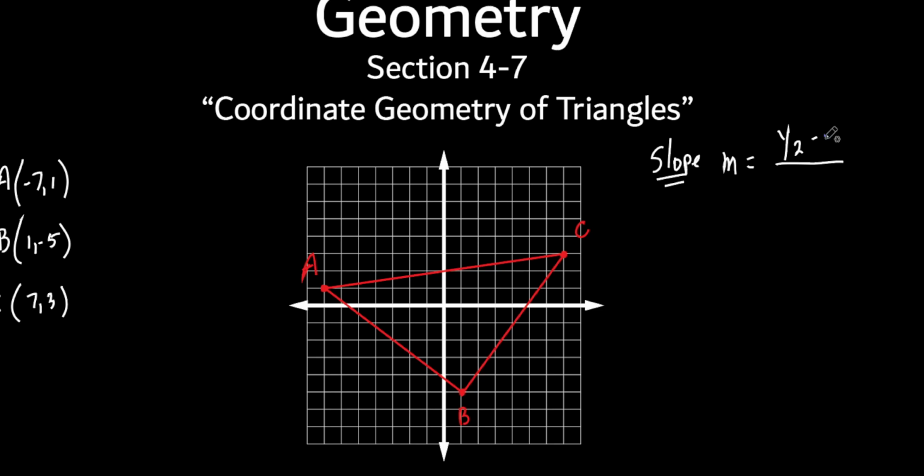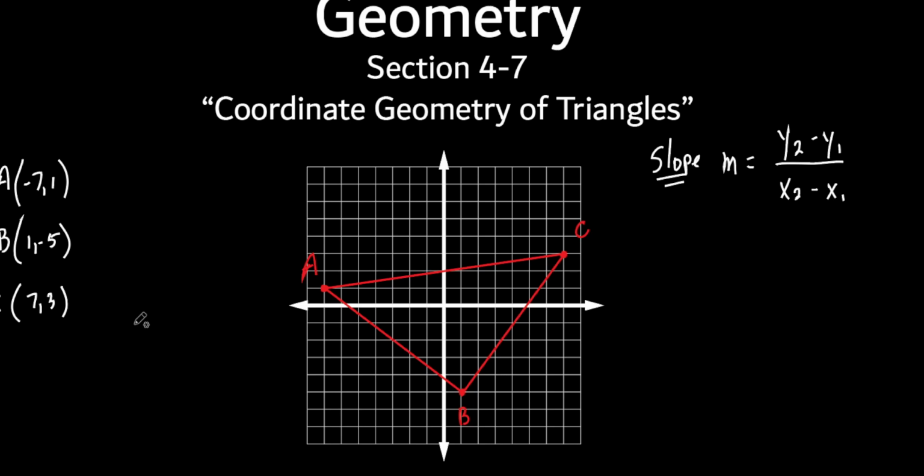We'll go y2 since that's what we usually did. You can go y1 minus y2. It doesn't make any difference, but as long as you do the y's on top, you do the x's in the same order. So if I went y2 minus y1, I have to go x2 minus x1. So that's how we did the slope. Remember that? It's been a while. It's been a whole entire chapter since we've done slope.